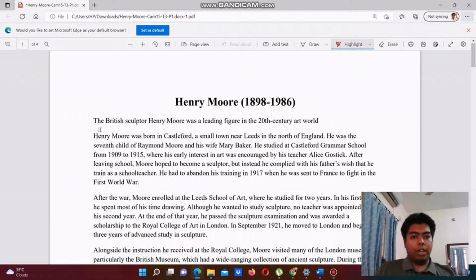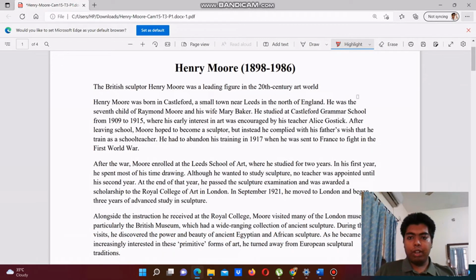So in here, Henry Moore was born in Castleford, a small town near England. So we have to first identify what he did after the school. He was Raymond Moore, where he studied at Castleford Grammar School, okay, where his interest in art was encouraged by his teacher, okay. After leaving school, Moore hoped to become a sculptor, but instead he complied with his father's wish that he train as a school teacher. Okay, I think we got our answer here.